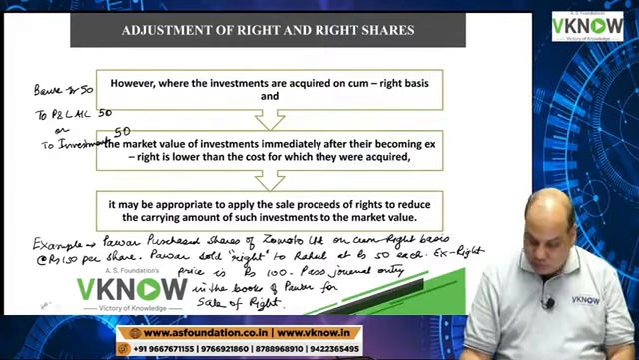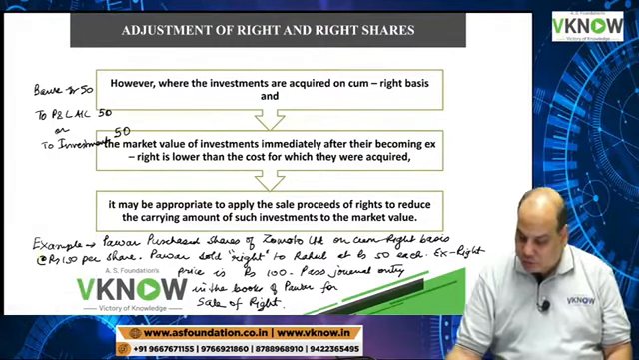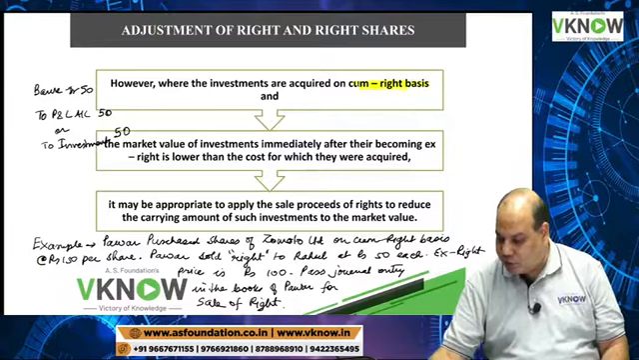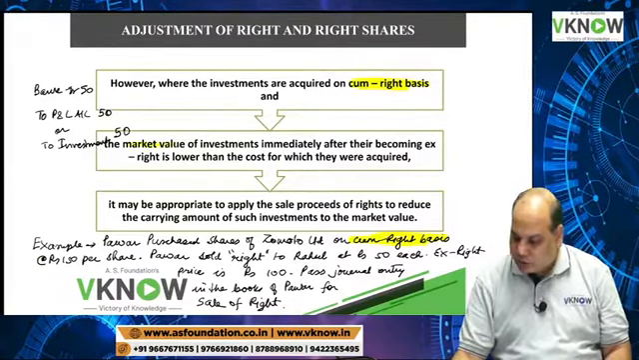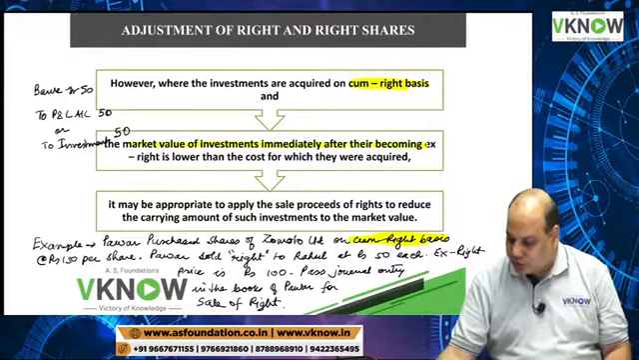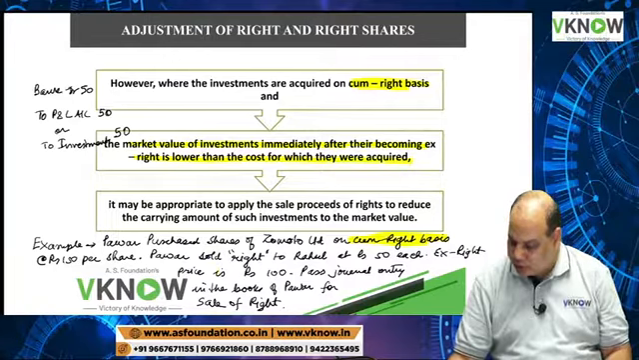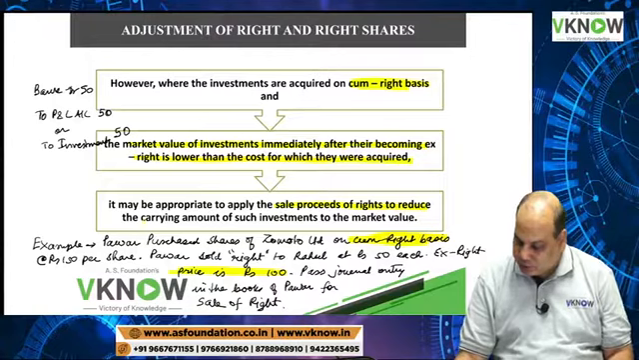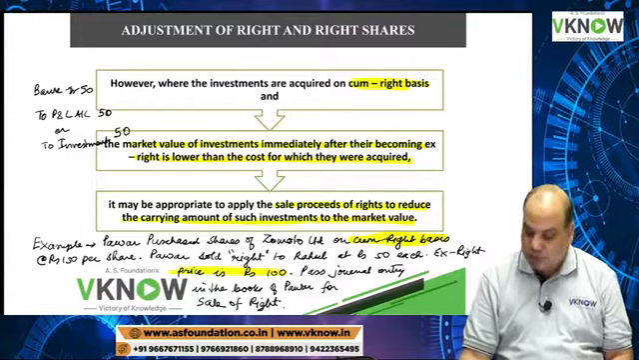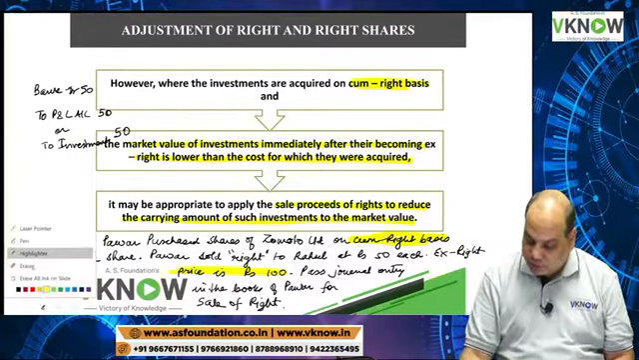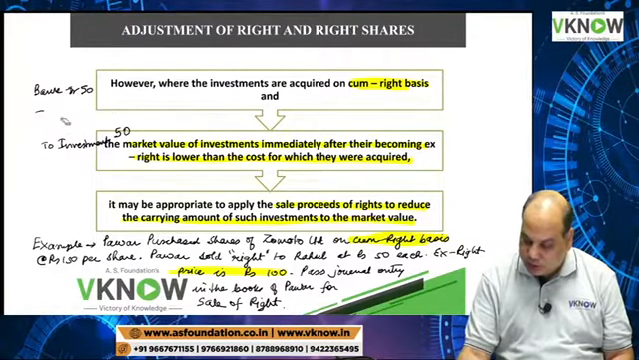So the answer should be on the screen. Shares were purchased on cum-right basis. That condition is satisfied. Market value after becoming ex-right is lower than the cost. Yes, market value is 100 rupees. Then sale proceeds of rights will be used to reduce the carrying amount of such investment to market value. So the correct answer would be bank to investment.